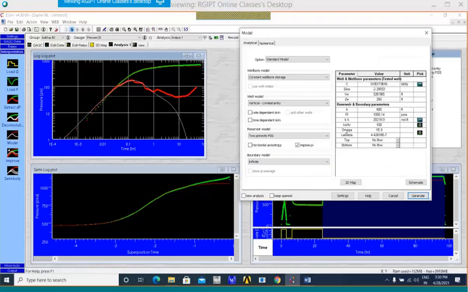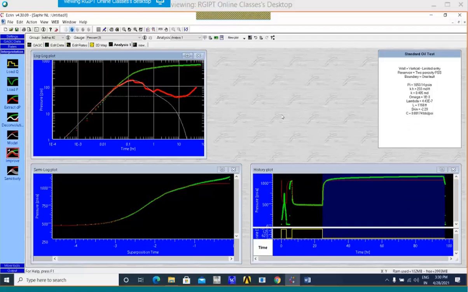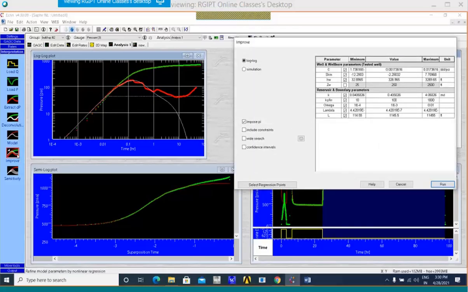Yes, there is a problem in the boundary. So let us change the boundary to what? If you want one fault, see the one fault. No, it's not working. So I will see if I can do something with the intersecting faults.